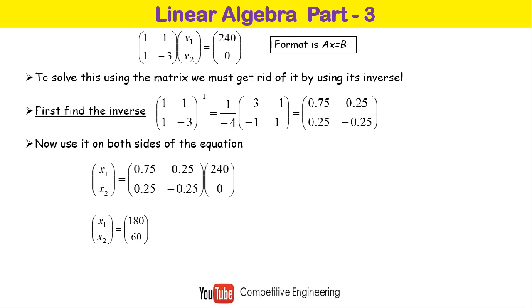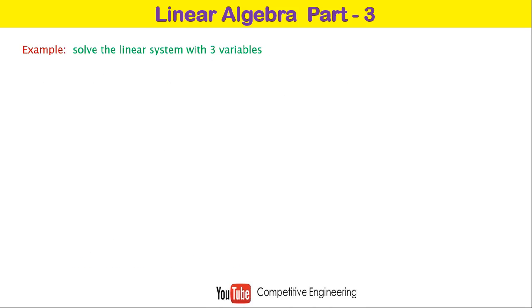I hope you got the concept. You can solve problems to practice this concept. So the answer is P equals 180 and J equals 60. Now we are going to the 3 variables problem. Here is the question: 4x plus y plus 2z equals 4, 5x plus 2y plus z equals 4, and x plus 3z equals 3. In the last equation, x plus 3z equals 3, so we have to write it as x plus 0y plus 3z equals 3. The coefficient of y is 0.